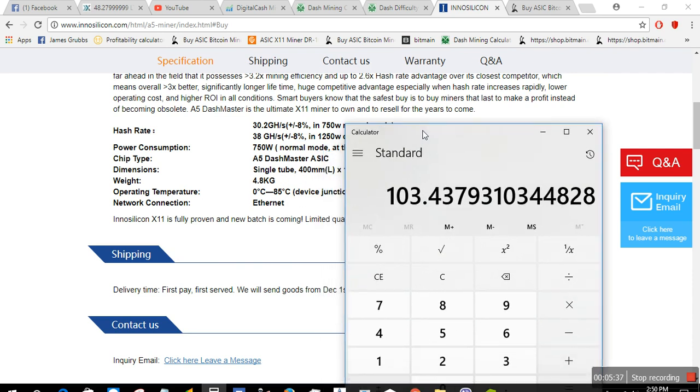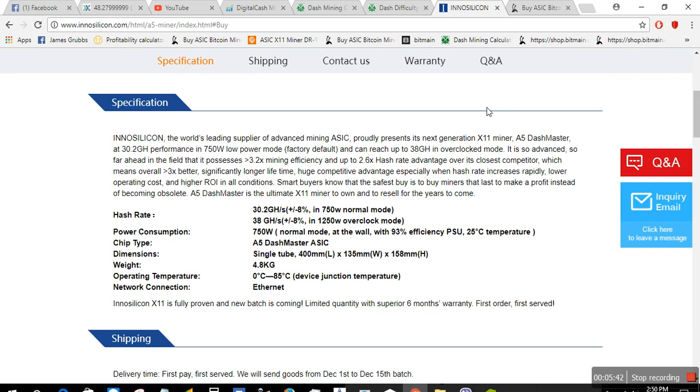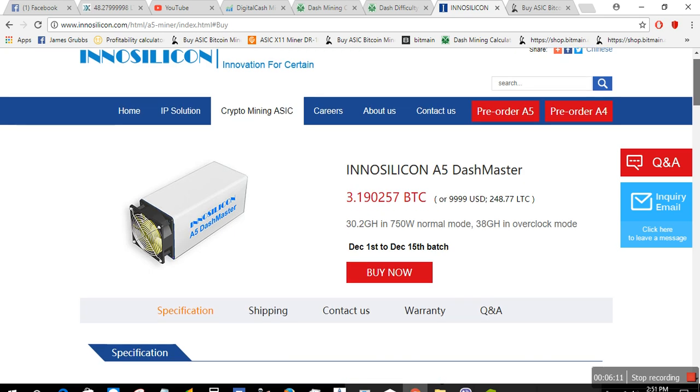If the speed was like 50 gigahertz and the delivery time was in early October, I would have bought it, but not now, because it's not worth it. The difficulty level is going to increase a lot when the other October batch of D3 arrives and then the November batch arrives, so the difficulty is going to increase. So this is too much for this speed.